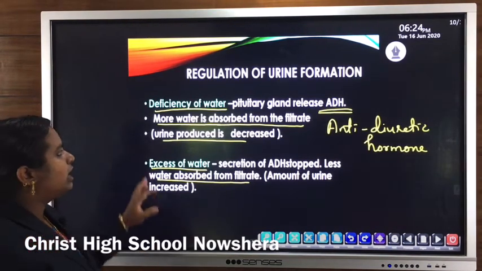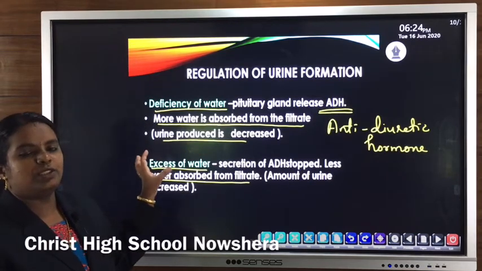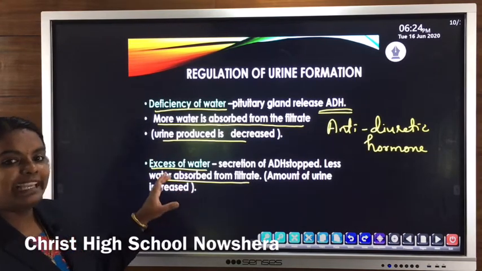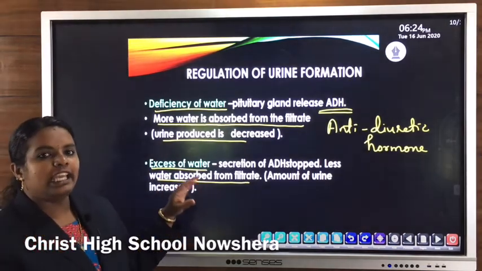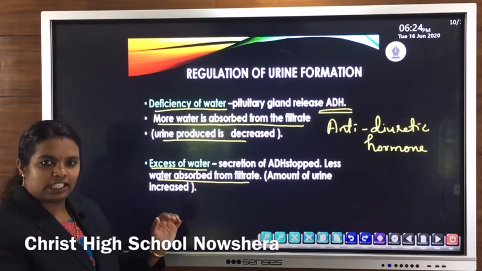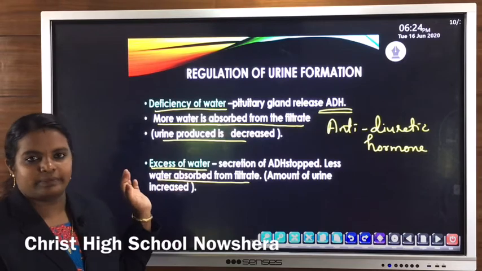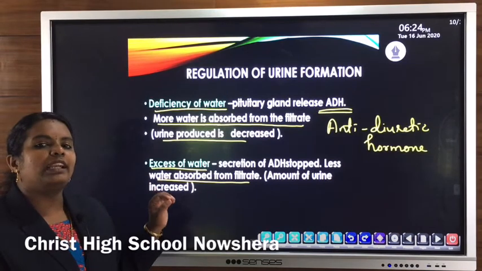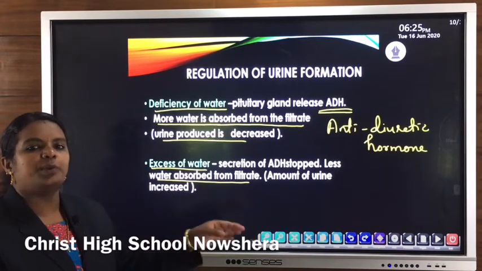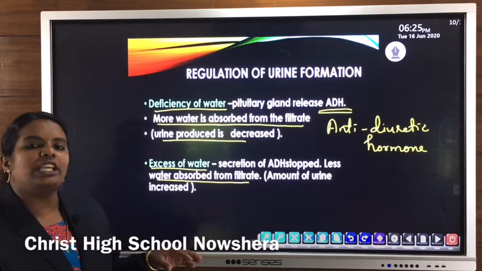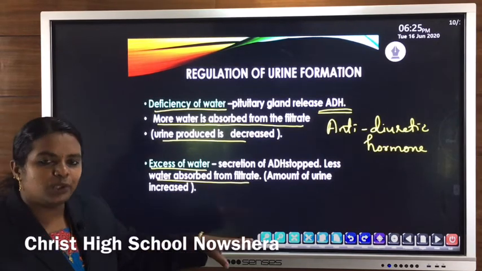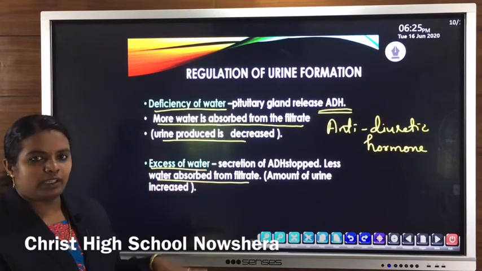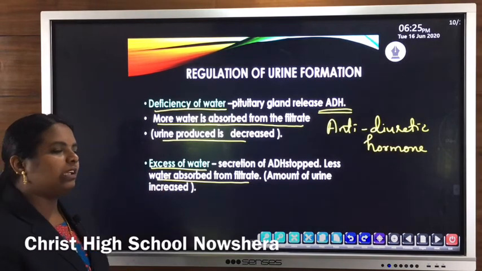Clear? So in the first condition, due to deficiency of water in the body, the pituitary gland secretes ADH. The ADH hormone helps to absorb more water from the filtrate, so the amount of urine becomes very less. Then if there is excess of water in our body, the pituitary gland stops the secretion of ADH, or only a less amount of ADH is secreted. Due to less ADH, only a less amount of water is absorbed from the filtrate. So more water is present in the urine, and the amount of urine is increased.